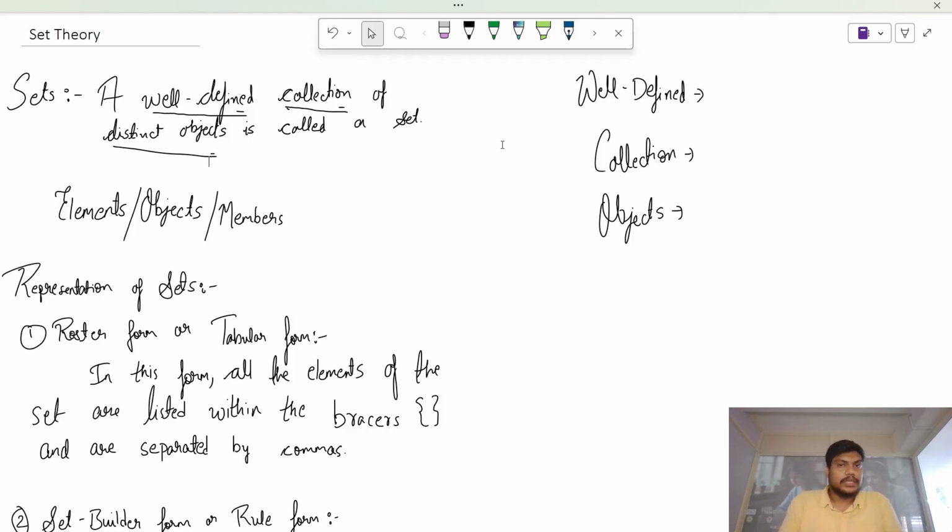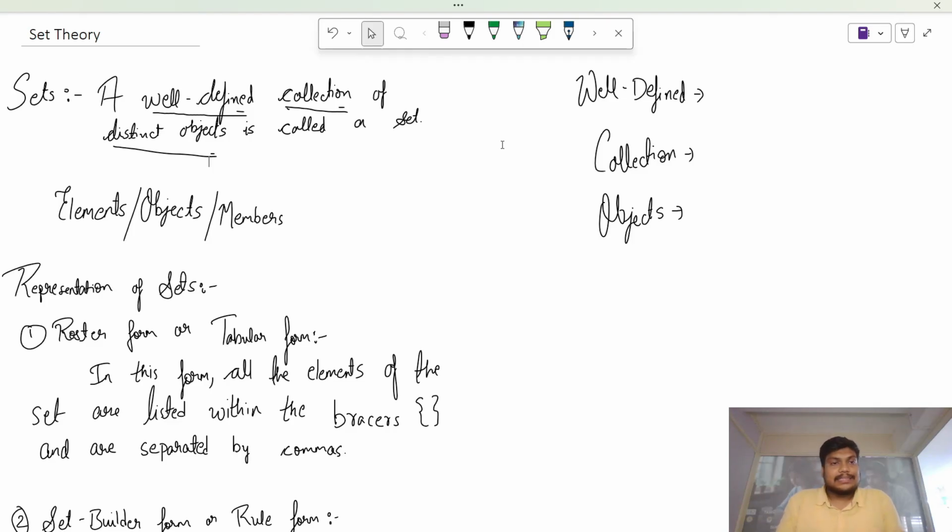But what is an object? For example, if we are supposed to make a collection of cars, then the object is car. If we are supposed to make the collection of books, then the object is book. If we are making the collection of pens, then the object is pen. So in short, whatever we are collecting, those are our objects. And here the collection would be of distinct objects. That means no repetition of the same object. We will not repeat the same object. If it is already present in the set once, we will not take it again.